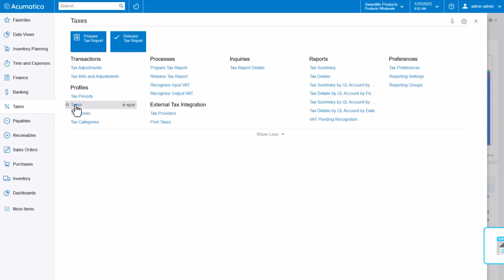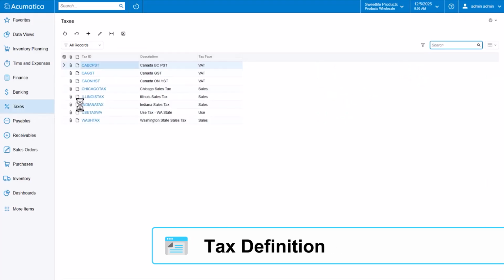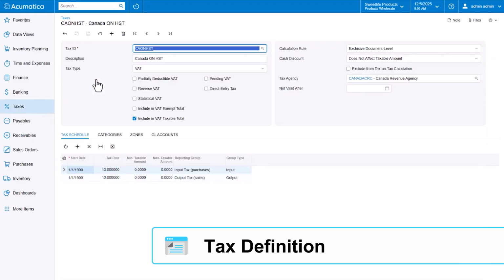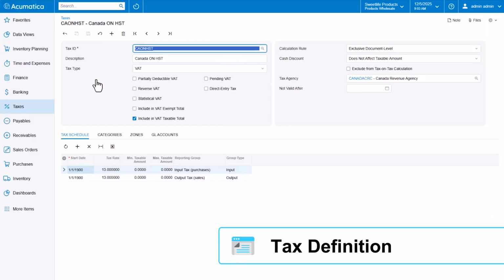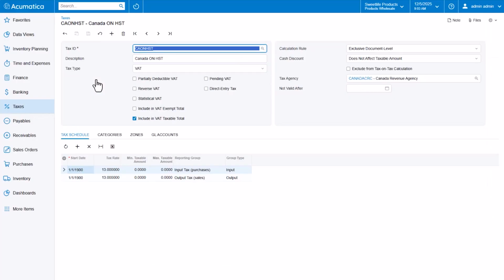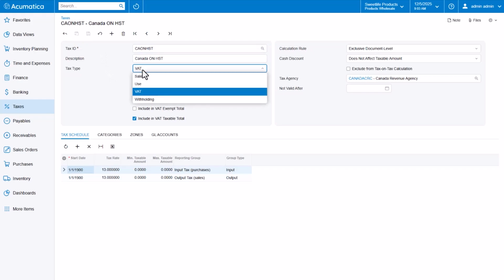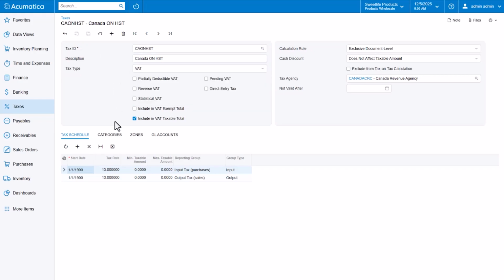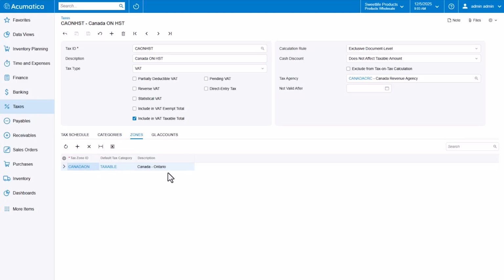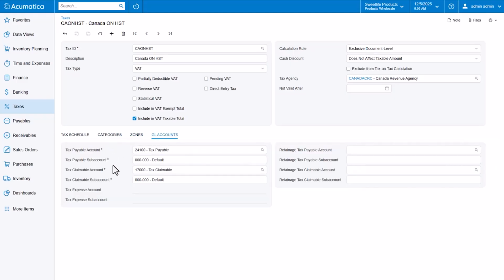Define unique settings for each tax required for your business that include the tax rate schedule and effective rates, tax calculation rule options to compute tax from the line or document level, the impact of cash discounts on the VAT taxes, tax vendor agency for remitting tax payments, GL accounts for recording tax liabilities or expenses, and more.